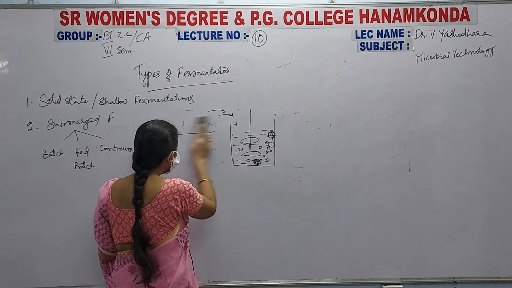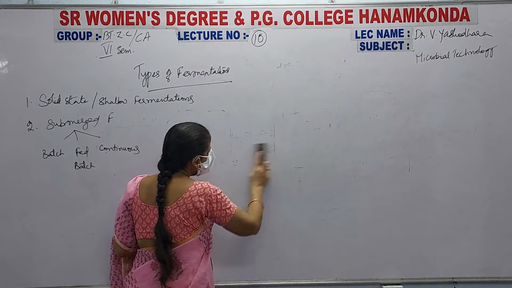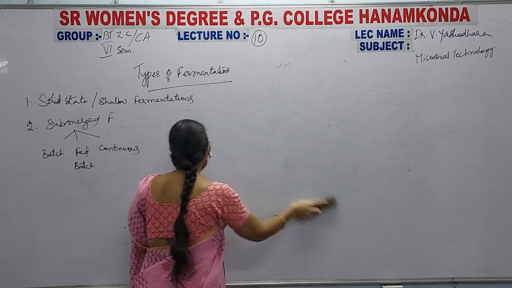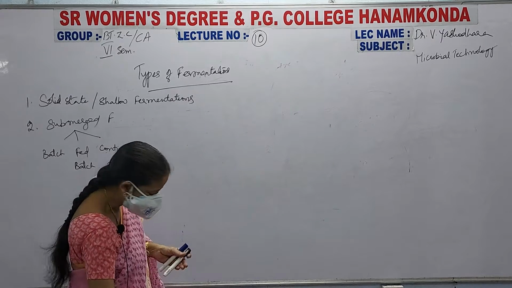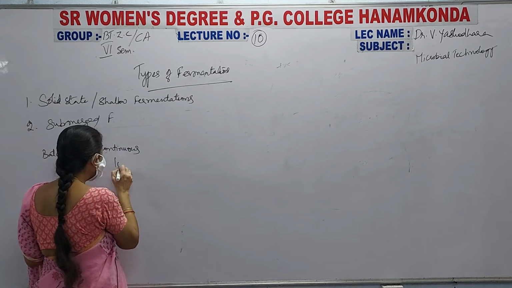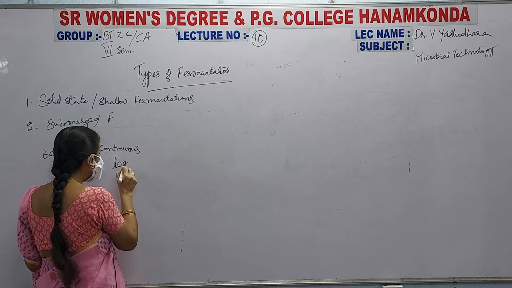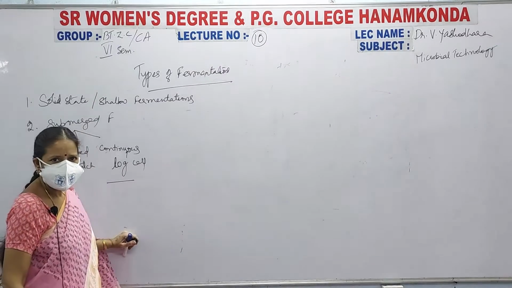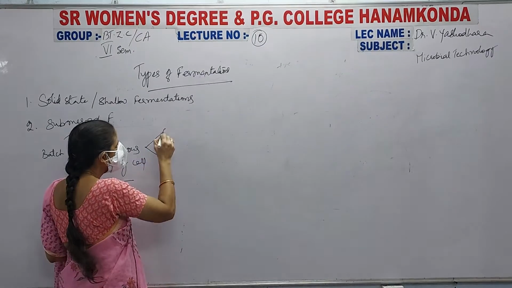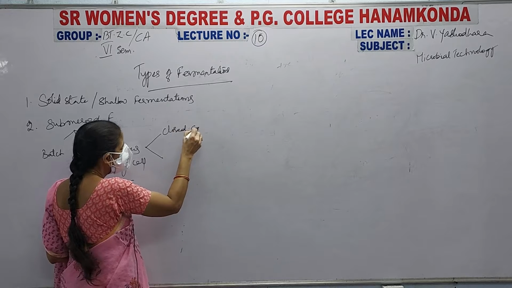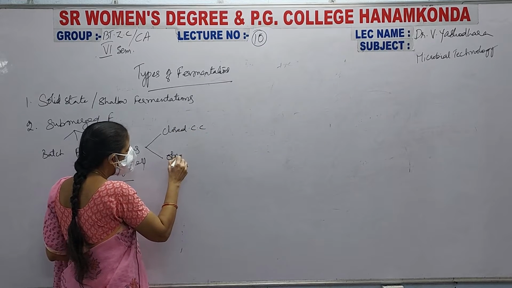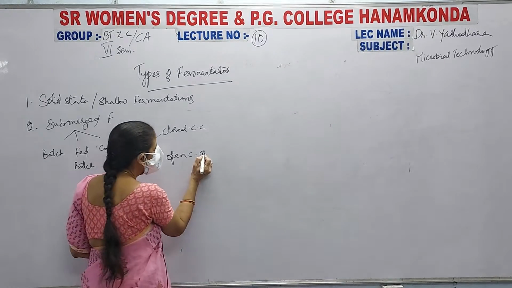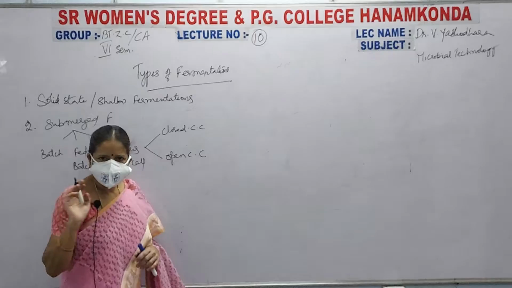What is continuous culture? Continuous culture means continuously log phase cells are maintained. This is known as continuous culture. Continuous cultures are of two types: closed continuous culture and open continuous culture. These are the two types of cultures.